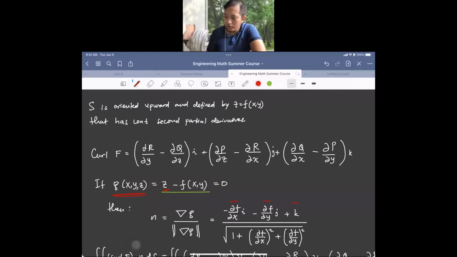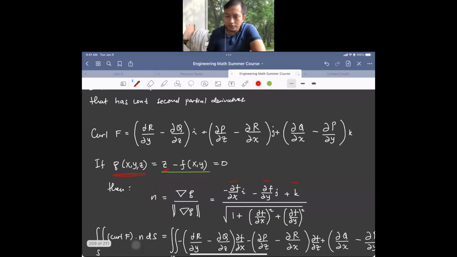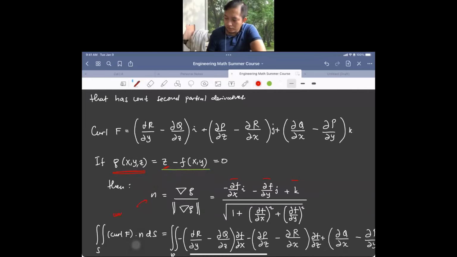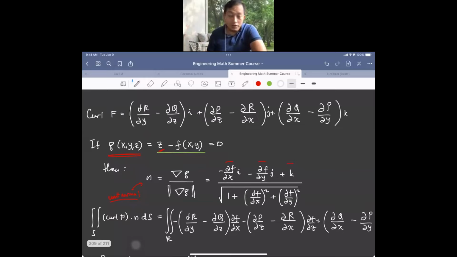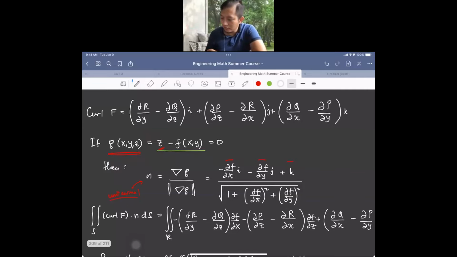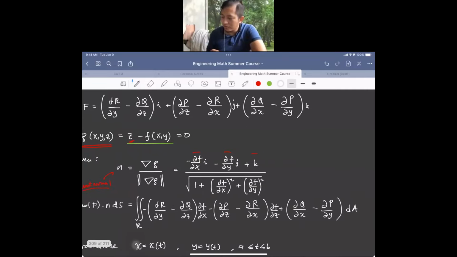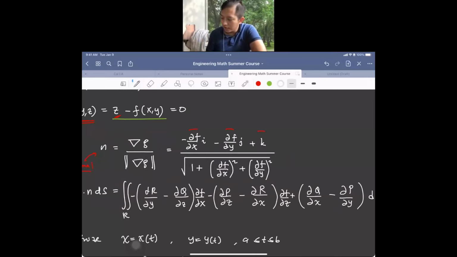And then we evaluate the unit normal. So this is the unit normal. It's actually like a unit vector, so you have a vector and you divide it by the magnitude of the vector, so it's a unit vector. So the del of our g, and then divide by the magnitude of it. And then what is happening now is we take the dot product of this n with the curl. So we see that this is the result from the n.